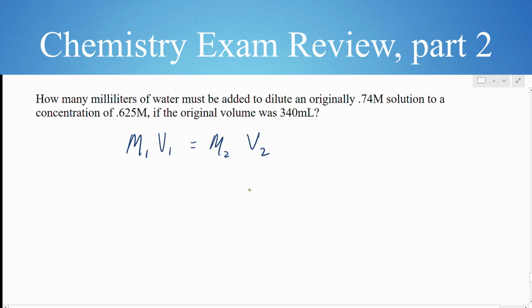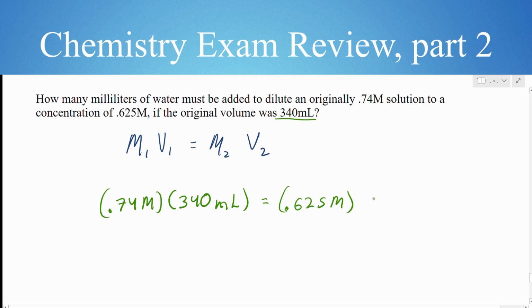First, we need to find the final volume, and then from there we can find the difference so that we can find how many milliliters of water had to be added. Okay, so for initial molarity, we have 0.74 times the initial volume, which was 340 milliliters, and this will be equal to the final concentration, 0.625, times the final volume, V2, which we don't know, so we'll just keep it as the letter here.